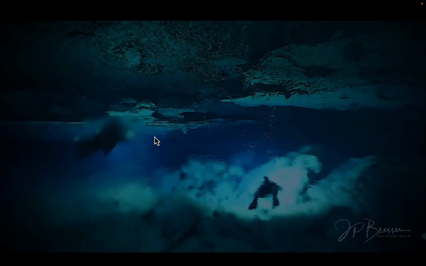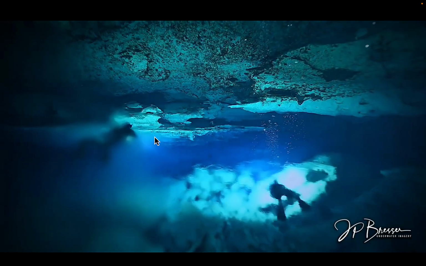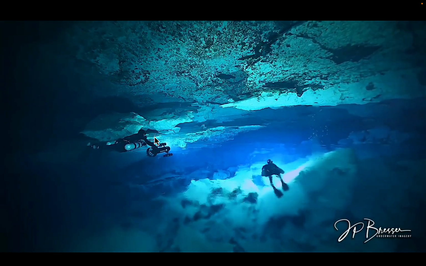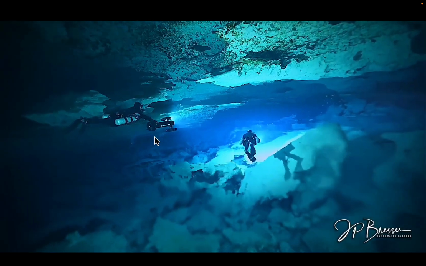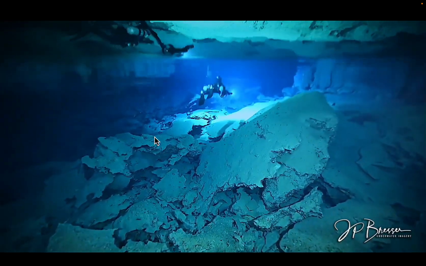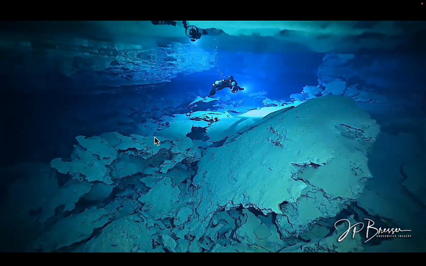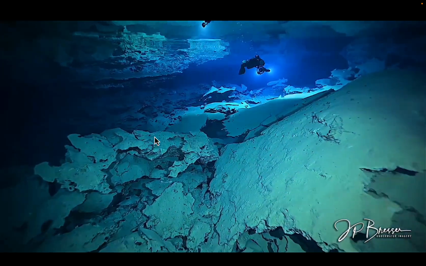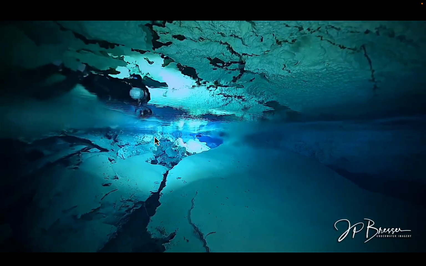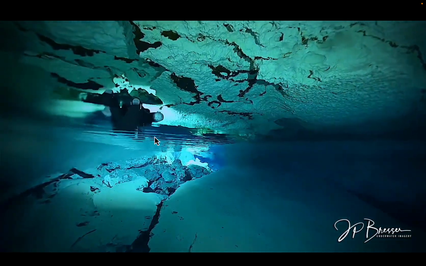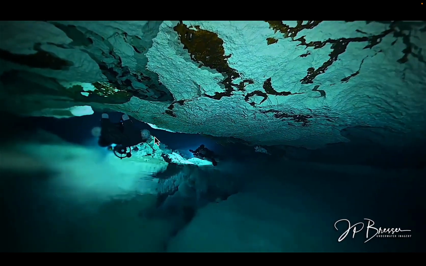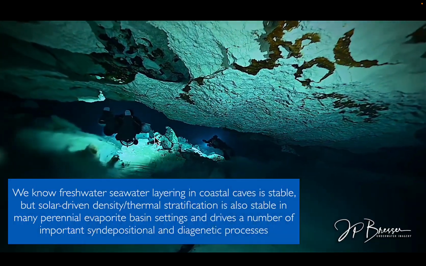We've known for many years that in coastal cave systems, if we have seawater and freshwater, we set up a density interface. And here we can see divers moving. We've just moved through that density interface from the less dense to the more dense seawater, and we're now below that interface. And here we are coming back up through that interface between the less dense overlying water mass and the more dense underlying seawater water mass in these coastal cave systems.